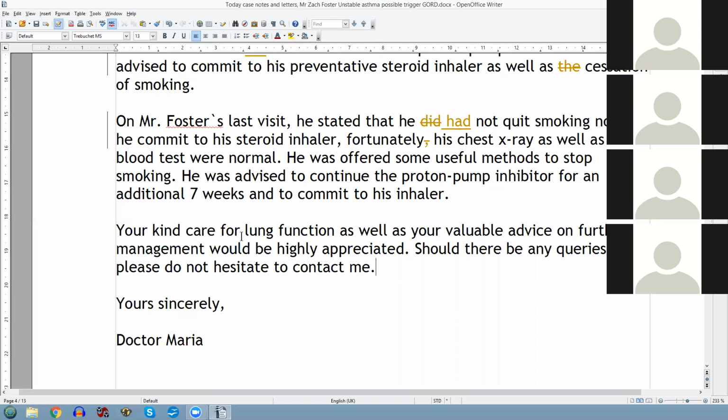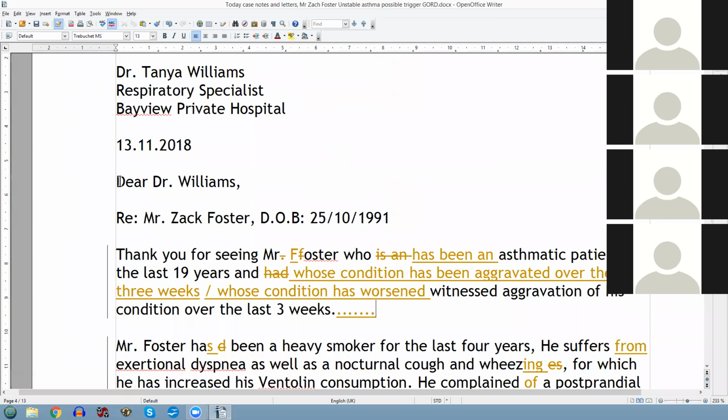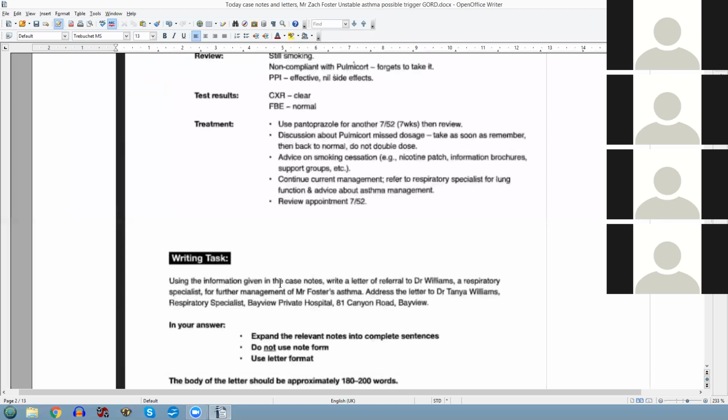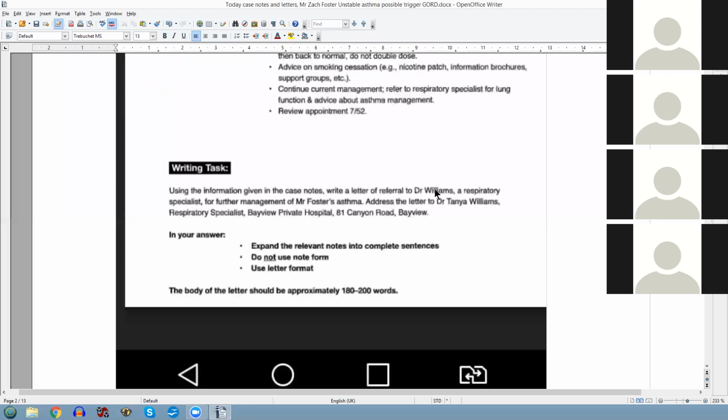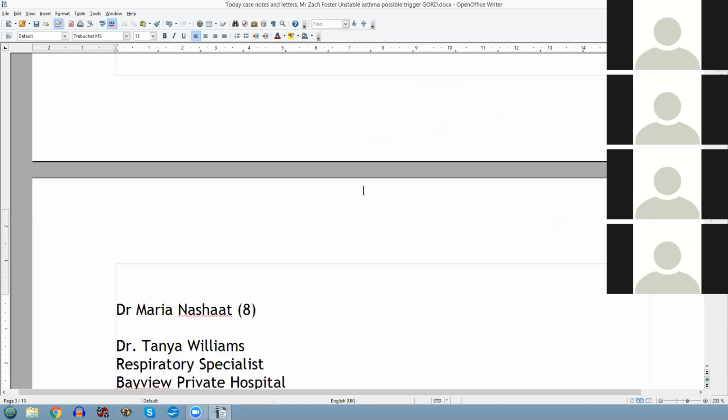That's what it says. So you want to ask him, and in the introduction, you don't say what you want him to do. You want him, I think it's a him, Dr. Williams, yeah. You want him to do a lung function test. That's what you want. That's what it says in the task. So you've got to do it. For further management, refer for lung function test and advice about asthma management. So that should be in your introduction.